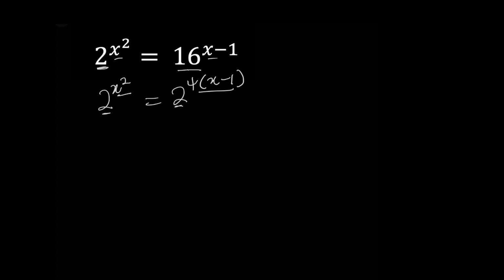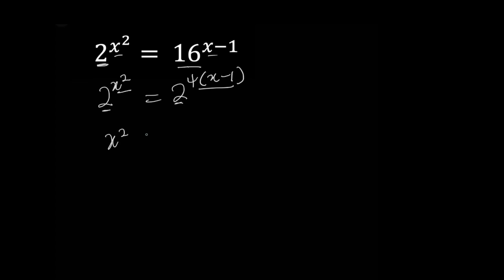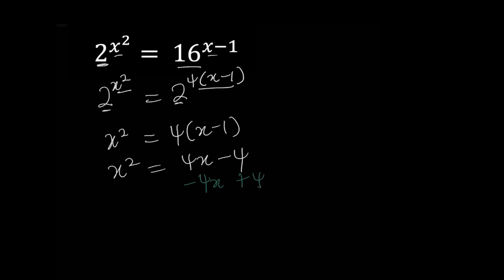So equating the exponent, we will have x squared equals 4 into bracket x minus 1. So expanding the bracket, you're going to have x squared equals 4x minus 4. So rearranging it, we are going to subtract 4x from here, then we add 4. So this and this goes to 0. So we are going to be left with x squared minus 4x plus 4 equals 0.